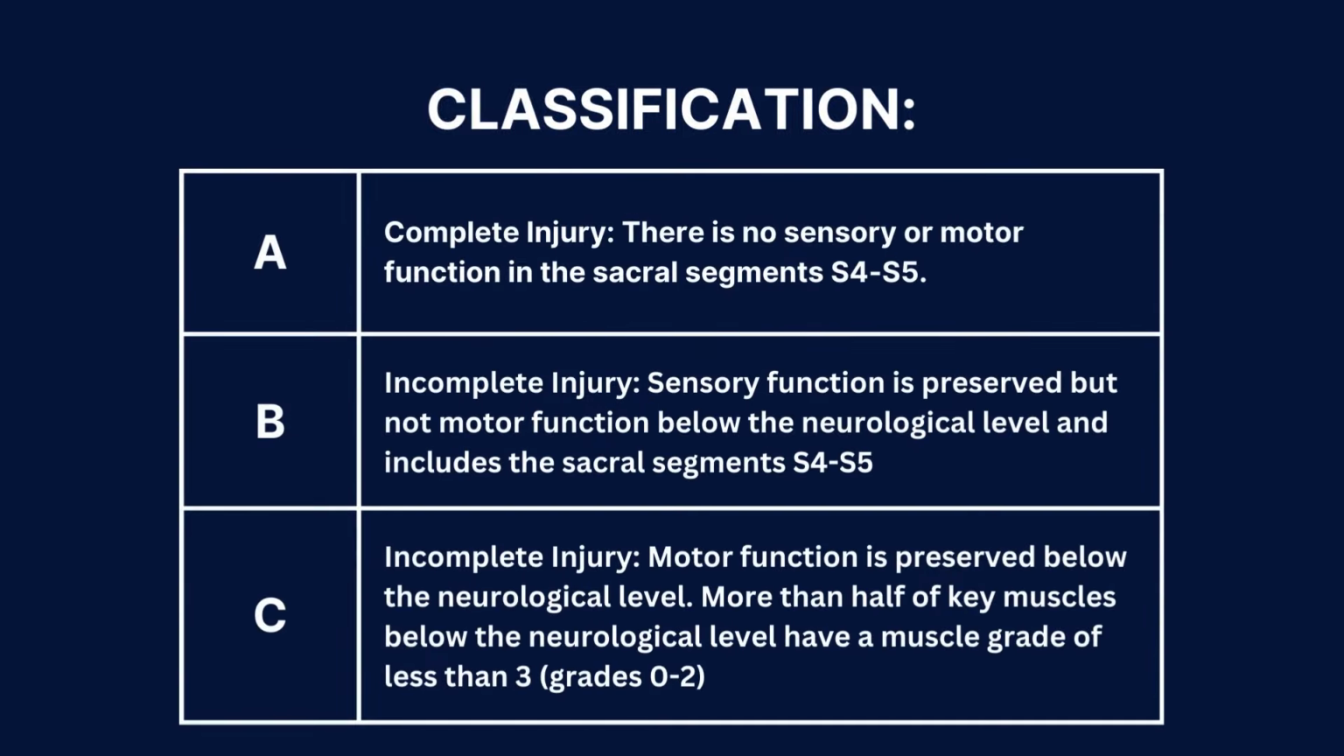The ASIA Impairment Scale, also known as AIS, classifies spinal cord injuries into 5 categories: A, B, C, D, and E. These categories are based on the severity of the injury and the extent of the probable neurological impairment. The 5 types are defined as follows.